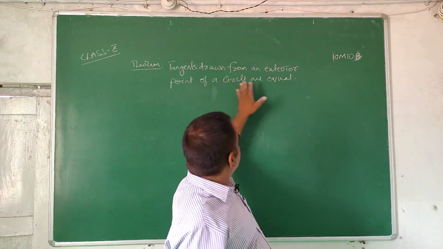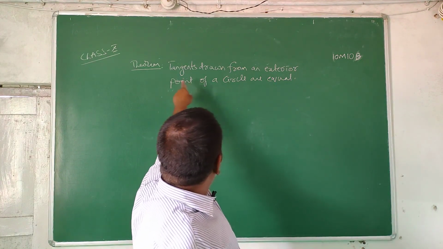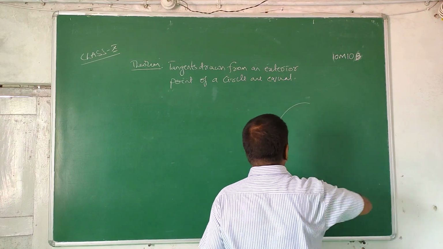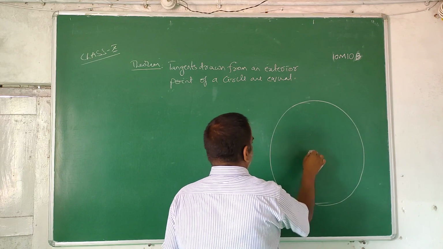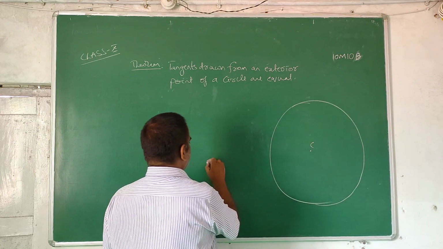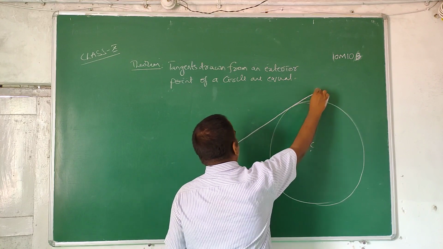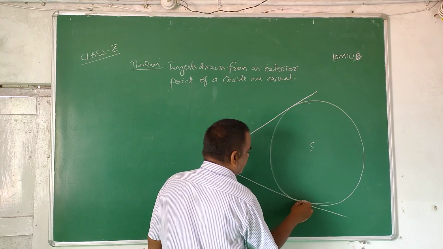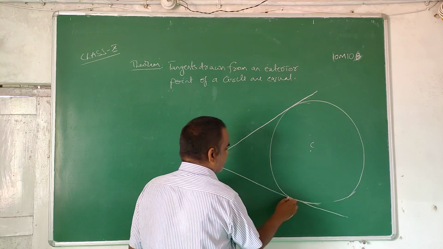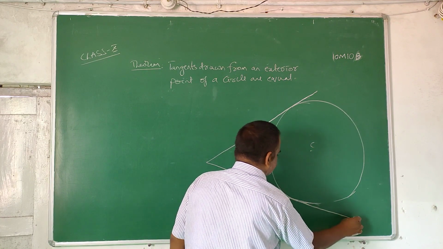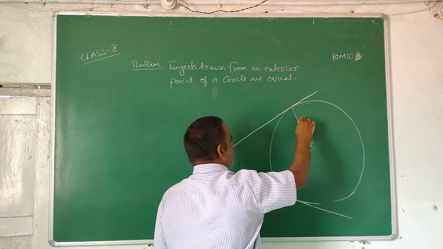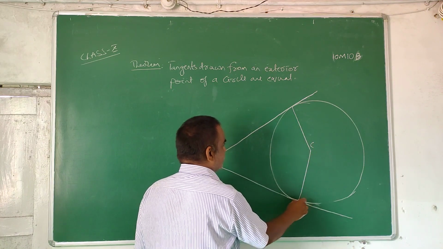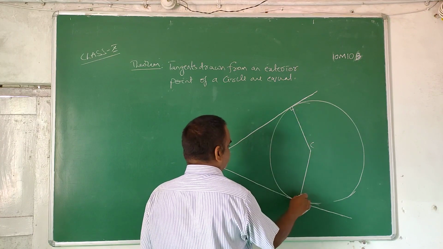So, dear students, our next theorem is: tangents drawn from an exterior point of a circle are equal. This theorem is giving us the information that from an exterior point of a circle, if you draw tangents to the circle, those two tangents are equal in length. That's what this theorem is saying. They are equal in length. These are radii, and you know that radius is perpendicular to the tangent at the point of contact, because just now we have proved that theorem.